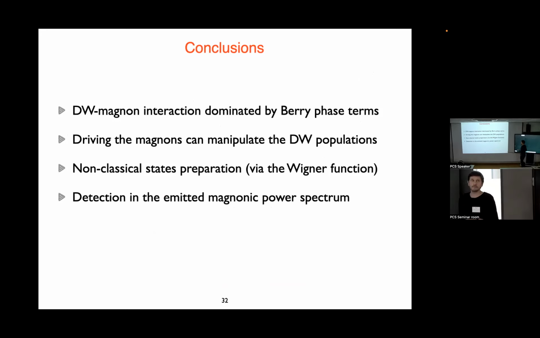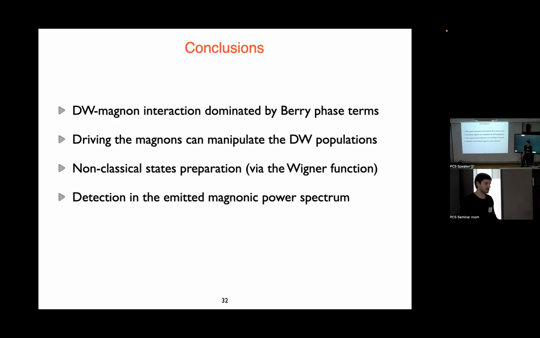Okay, so these are my conclusions. We find some domain-magnon interaction omitted by the Berry phase terms, but it turns out that if you take the Hamiltonian contributions, they give you the same parametric dependence, so nothing much changes. Driving the magnons can manipulate the domain wall populations, which in turn can be measured and can give rise to non-classical states. So we characterize these non-classical states by the Wigner function.